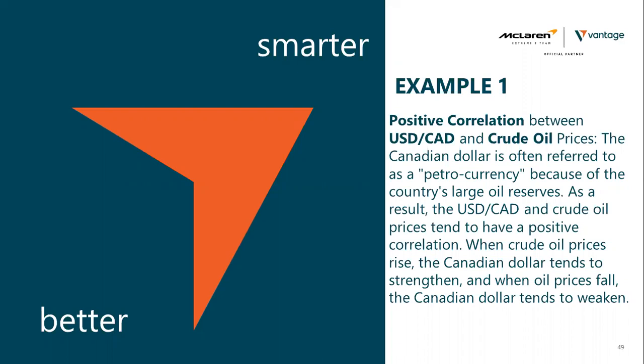So what you will notice is this: CAD has a positive correlation with crude oil. So when crude oil rises, the Canadian dollar tends to rise, or when the Canadian dollar rises, the crude oil tends to rise as well, right? But USD CAD is different from CAD. USD CAD is different from CAD, right?